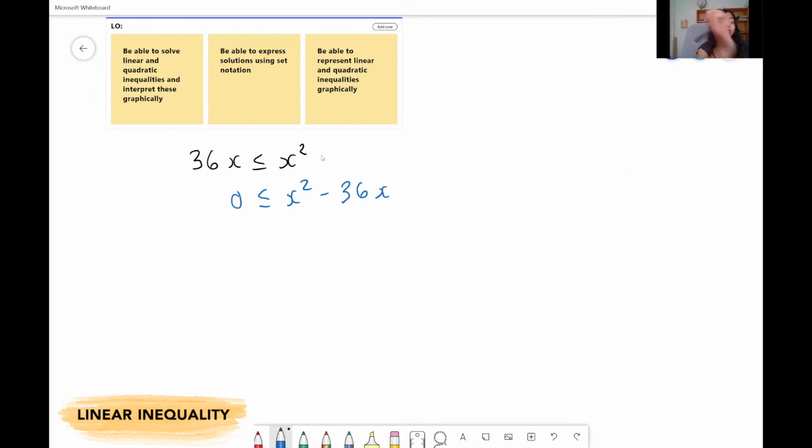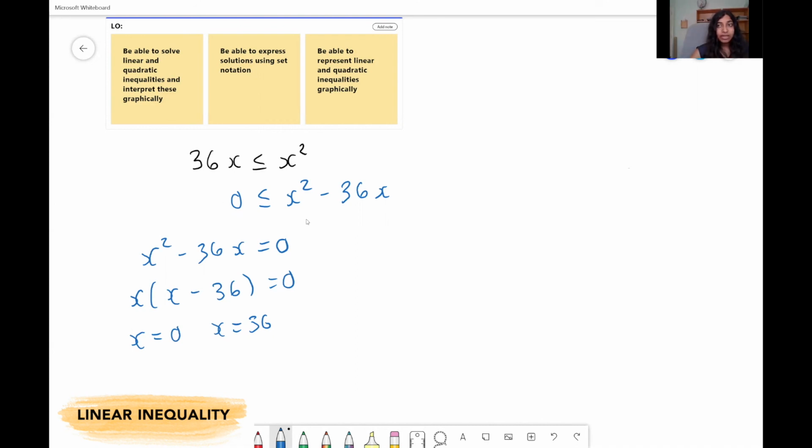So we could just solve this on the side. We have x squared minus 36x is equal to 0. You just solve it like a normal quadratic equation. So we can factor out x. We get x times x minus 36 is equal to 0. Then the two solutions you'd have are x equals 0 and x equals 36. And then we want to draw this.